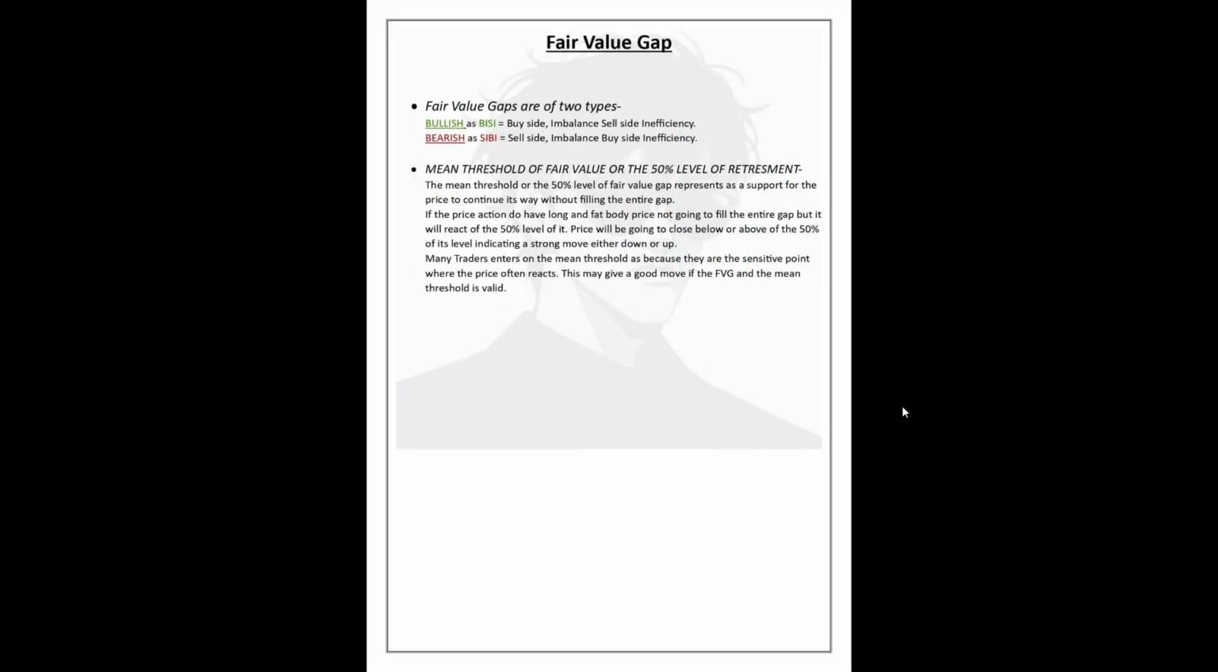Fair value gaps are also known as BC and CB to represent whether they are bullish or bearish. BC stands for buy side imbalance, sell side inefficiency. CB stands for sell side imbalance, buy side inefficiency.